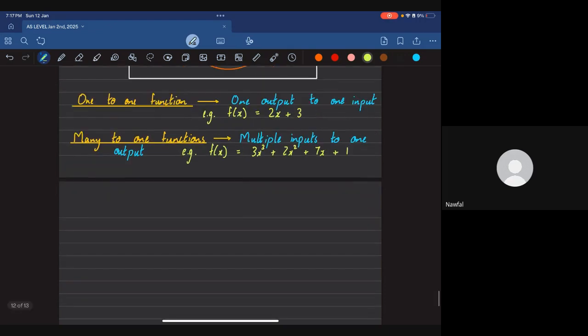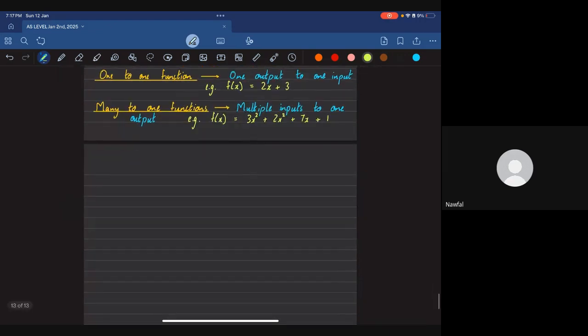And lastly, we have some functions which are not really in your syllabus, but you should know them. They are your one-to-many functions. So we'll understand what each and every single one of these mean. So one-to-many functions, it's in the name, one-to-many.